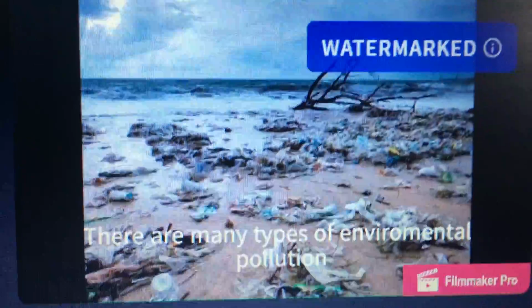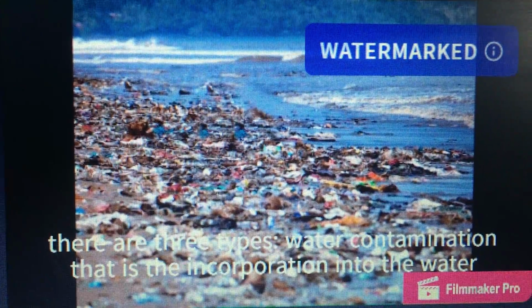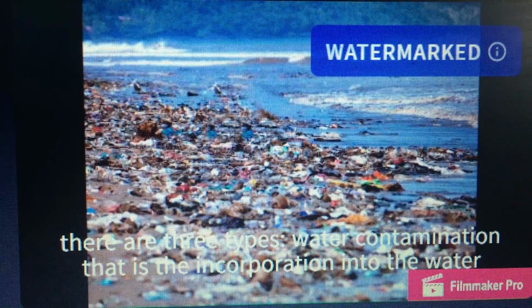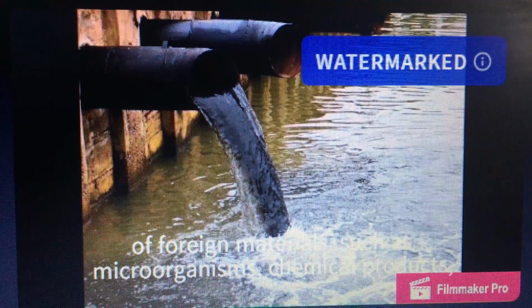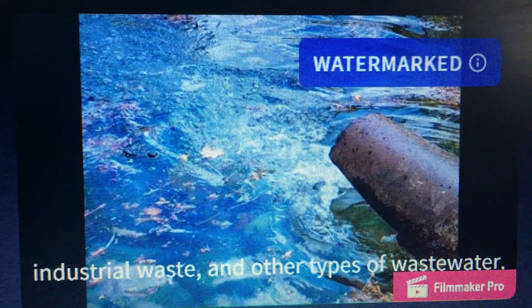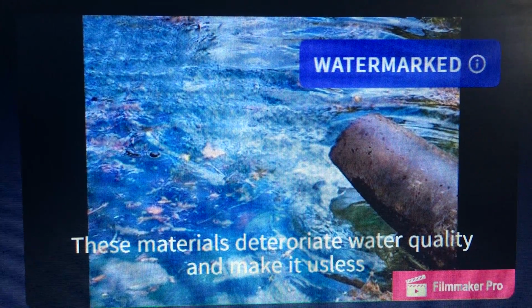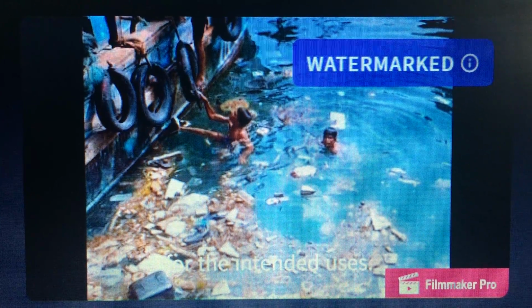There are many types of environmental pollution. There are three types: water contamination, that is the incorporation into the water of foreign materials such as microorganisms, chemical products, industrial waste, and other types of wastewater. These materials deteriorate water quality and make it useless for the intended uses.